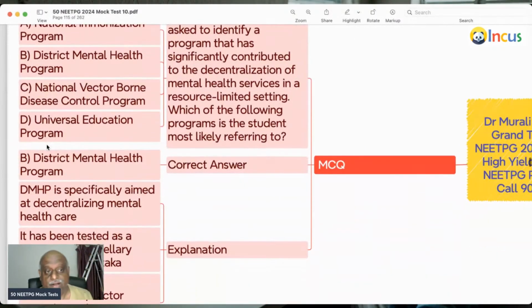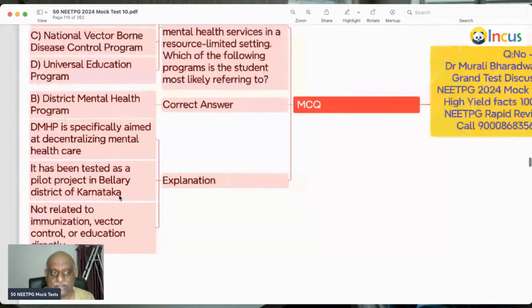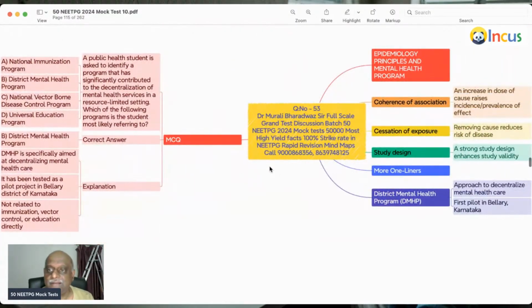Now, district mental health program is aimed at decentralizing the mental health care. It has been tested as a pilot project in Ballari in Karnataka. So you need to be very, very sure about it.